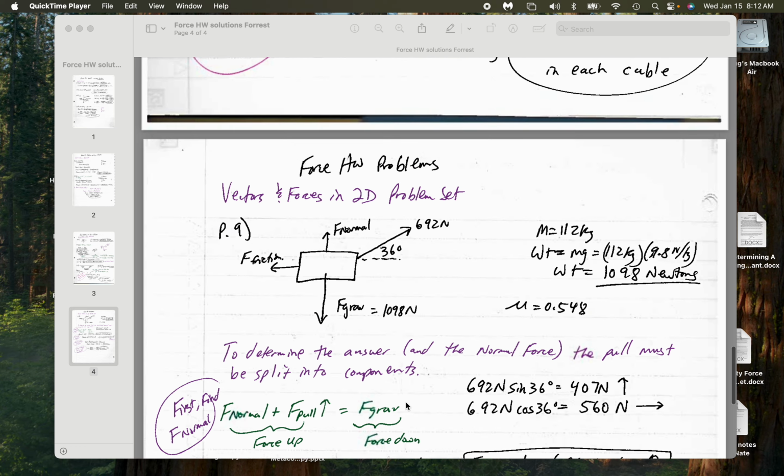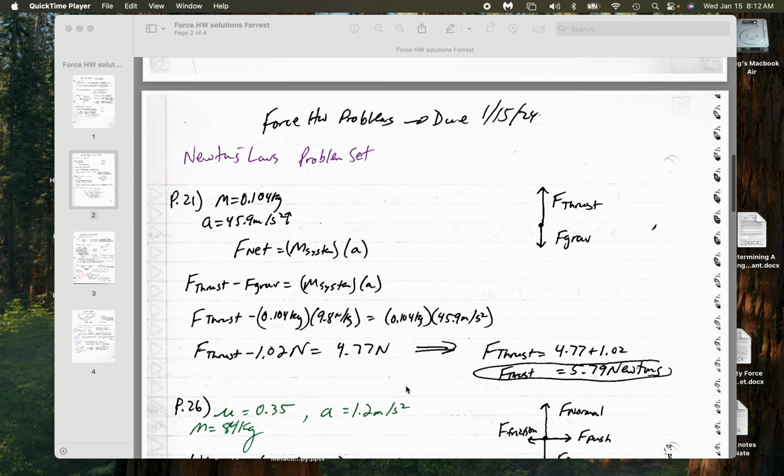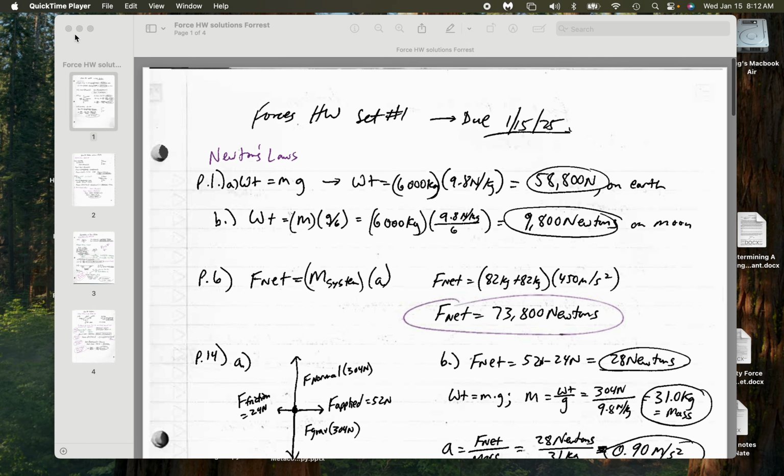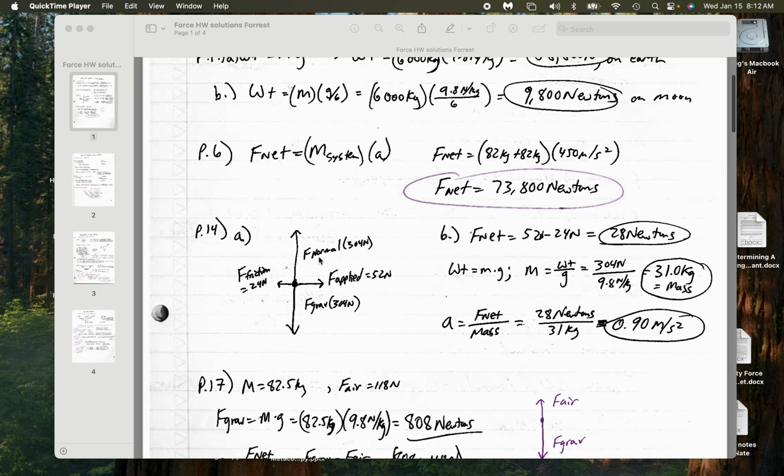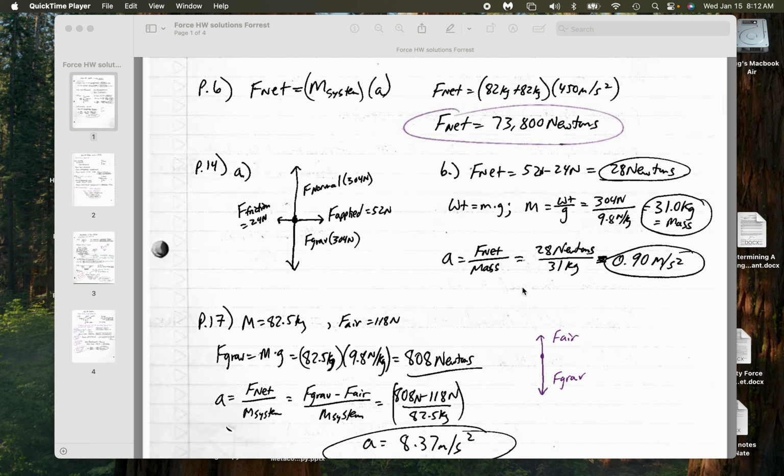So hopefully going over those helps. There is no one set way to do any of these problems. You do almost always come back to Newton's second law at some point, but you've got to take a lot of things into account. Thanks.